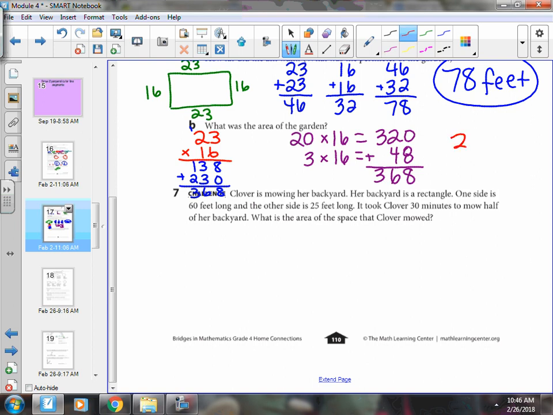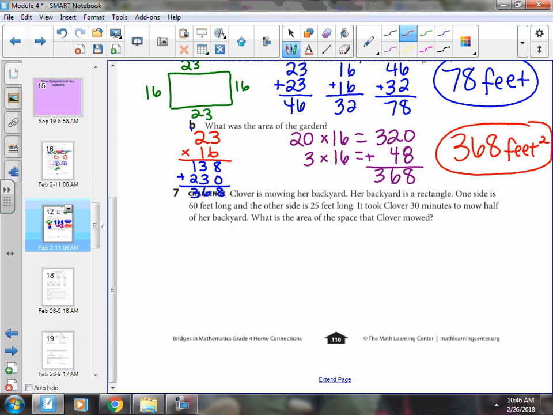When I say area, you say square area. Area. Square. So not just regular feet, but square feet. And finally, the last one. Clover is mowing her backyard. Her backyard is a rectangle. One side is 60 feet long, the other side is 25 feet long.